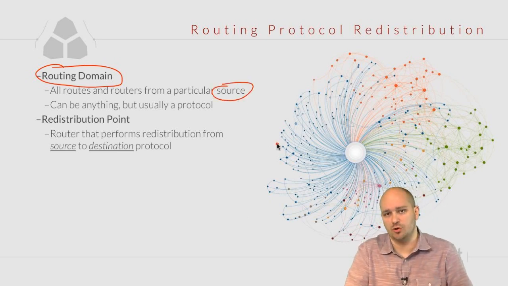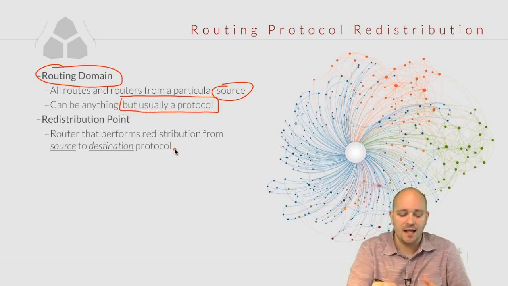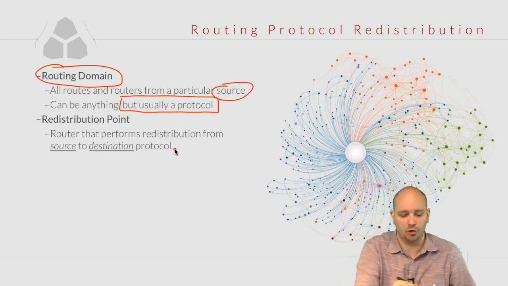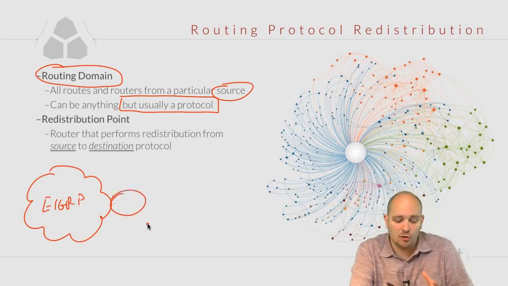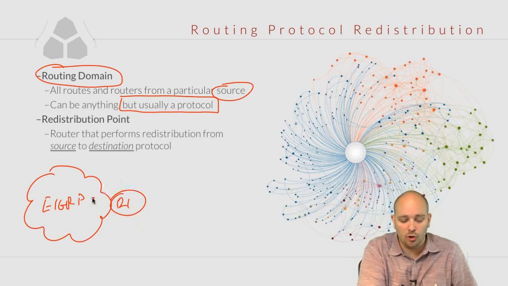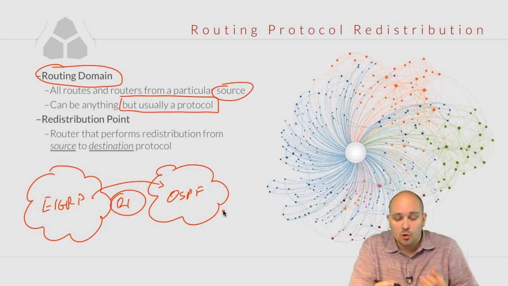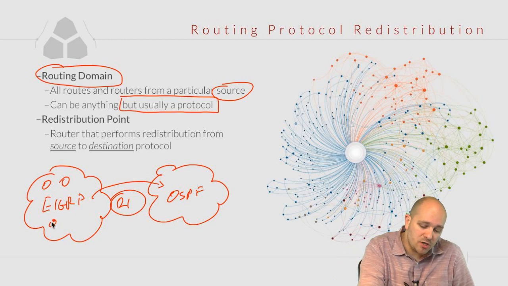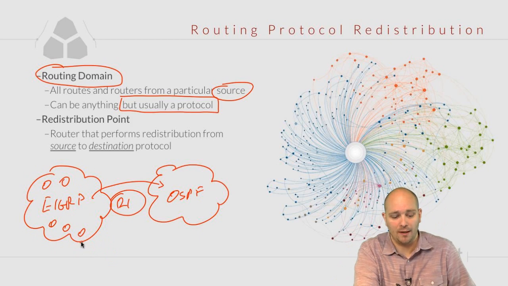Now, what is this source going to be? It can be anything, but when we are talking about routing domain in terms of redistribution, we are usually talking about the protocol. So let's say that we had some routes and they were all belonging to EIGRP. We can say that at this location here on our R1, we are going to be redistributing our EIGRP routes to, say, OSPF. So here we might define all EIGRP routes, regardless of which router they are actually coming from, as belonging to a single routing domain.